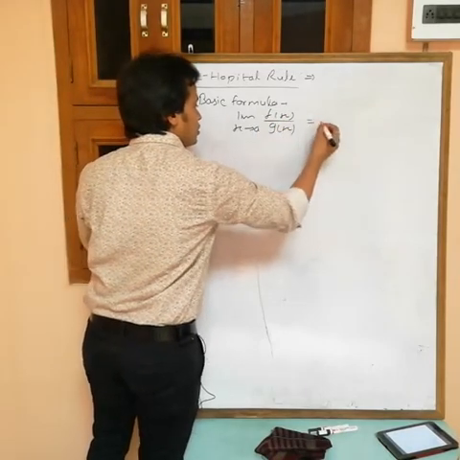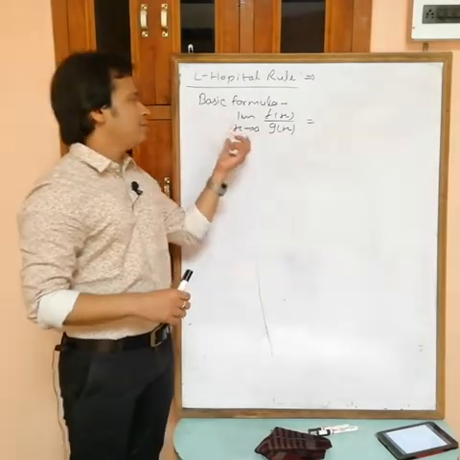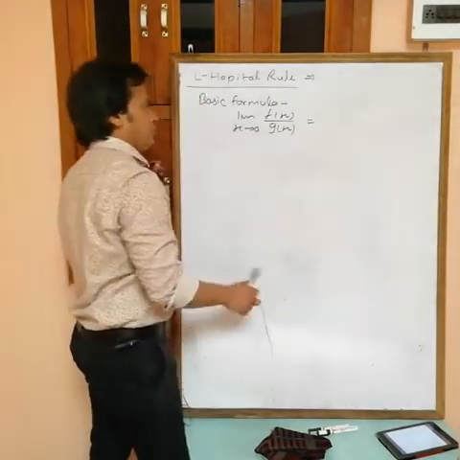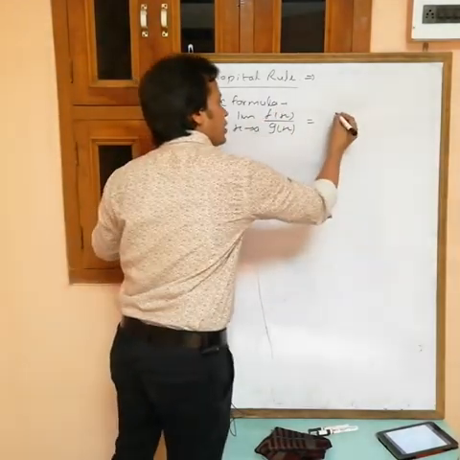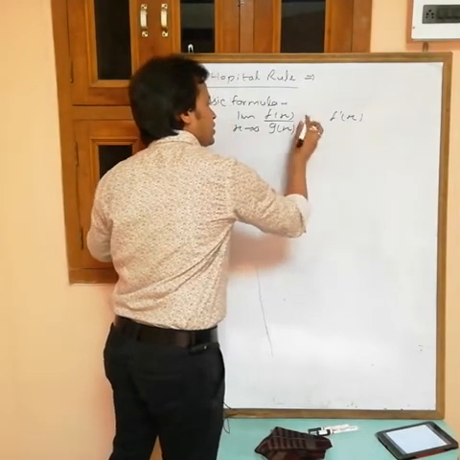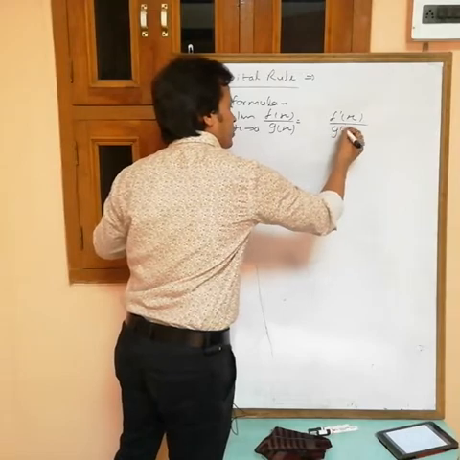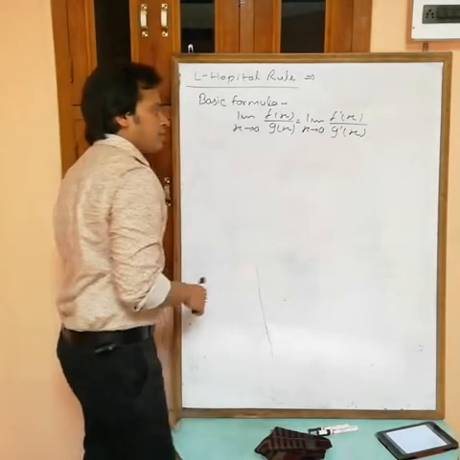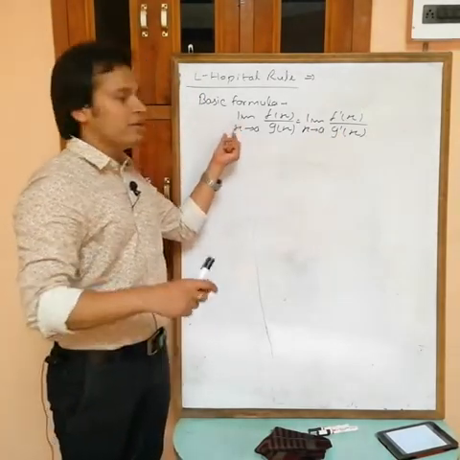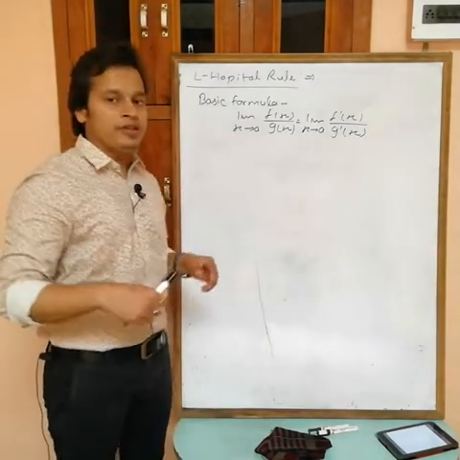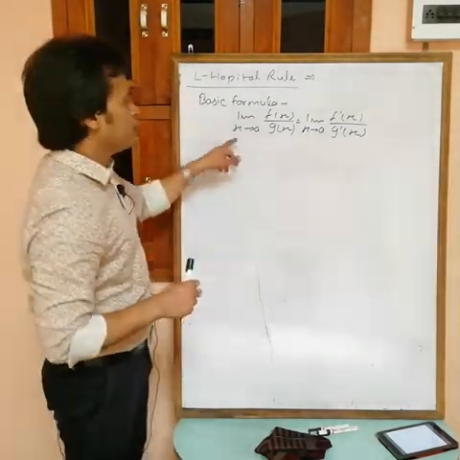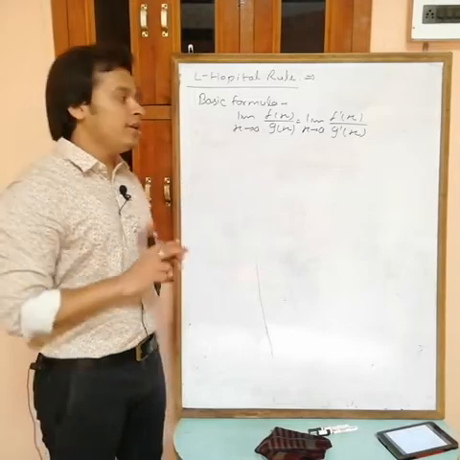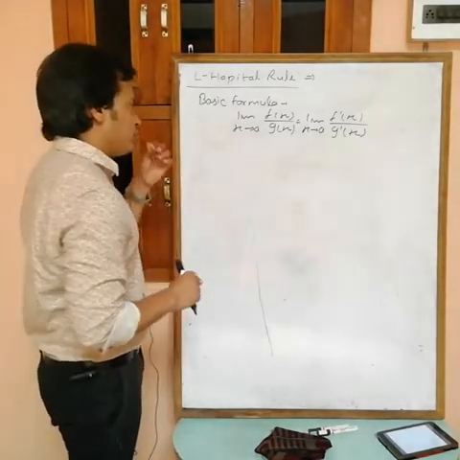Then in any case, if you have the limit of f(x) by g(x), function by function, then according to this rule, differentiate f(x) in numerator, f'(x), and denominator in denominator. The limit remains the same, and differentiate the function with respect to the variable whose limit is given. If limit of x is given, then differentiate with respect to x. If limit is given for h, then differentiate with respect to h. If limit is given for t, then differentiate with respect to t. So this is the basic formula.